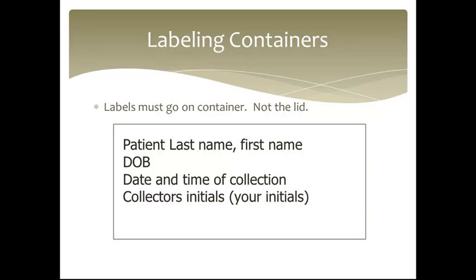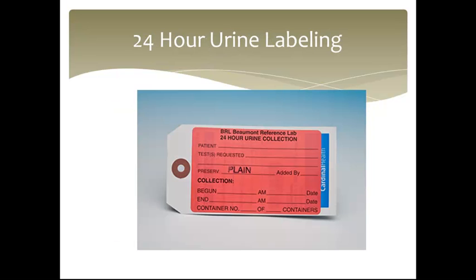So labeling containers. Labels must go on the container and not on the lid, and some facilities will put a label on both of them. On the label, you must have the patient's last name and first name, date of birth, date and time of collection, the type of collection, so if it was a midstream clean catch or a random urine, and the collector's initials, so your initials.